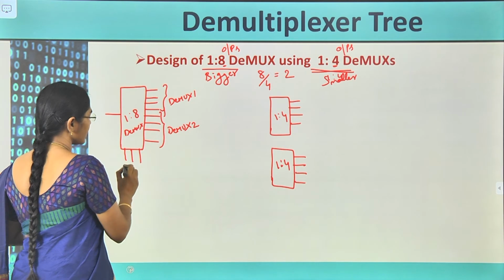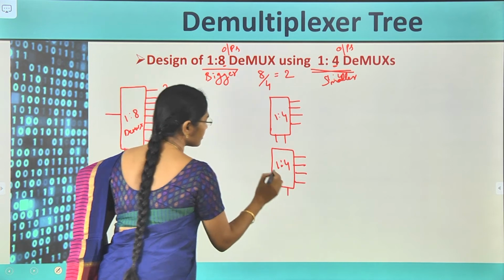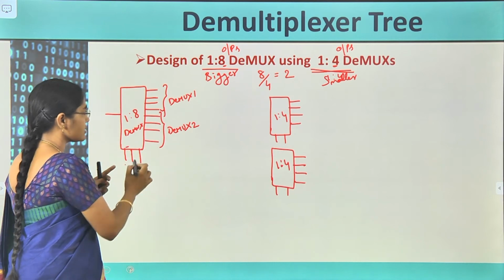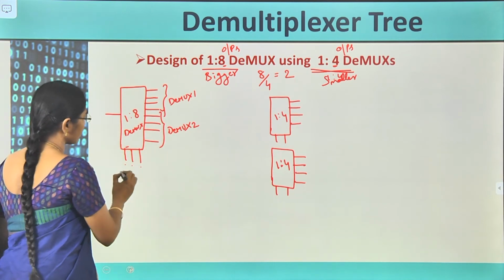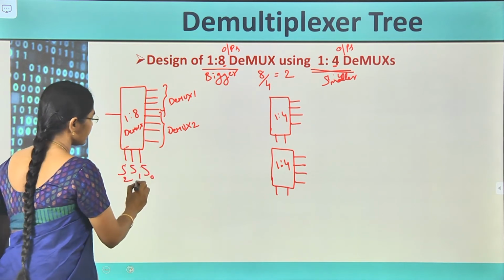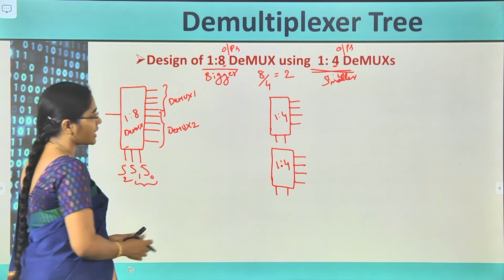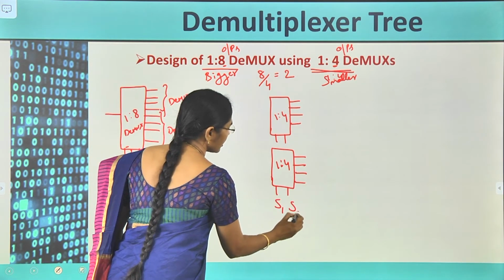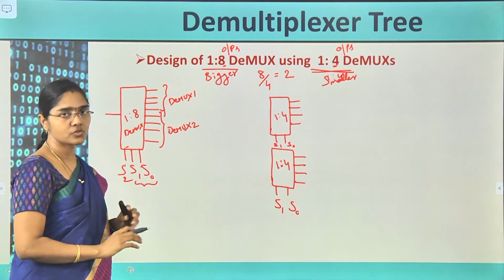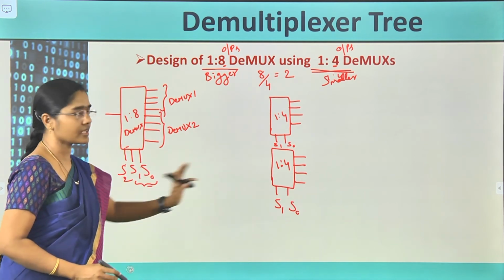Next, coming to the selection lines. Selection lines here are 3, but the selection lines required for 1:4 demultiplexers are only 2. So, out of these 3 lines, S2, S1 and S0, 2 selection signals are going to be used there. Out of these 3 selection lines, use the LSBs, S1 and S0, as the selection signals here. Connect those 2 selection lines to both.